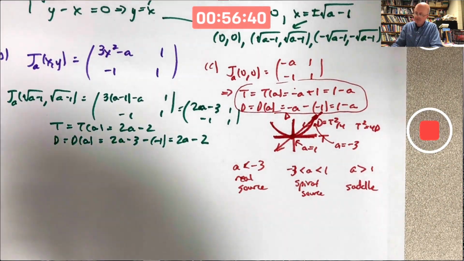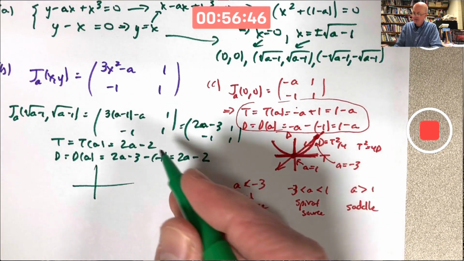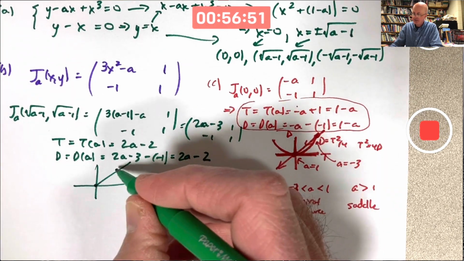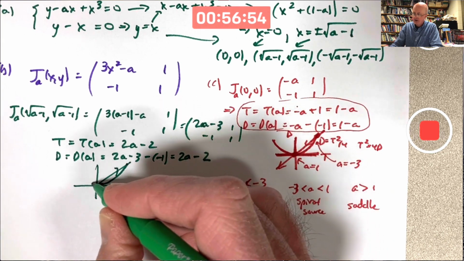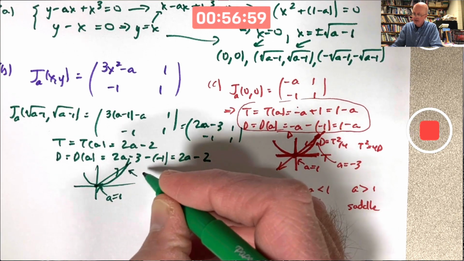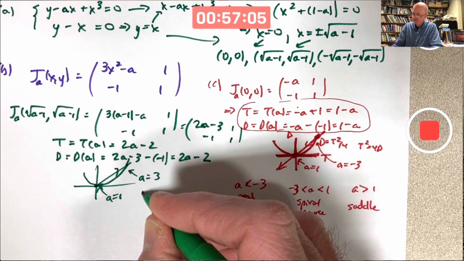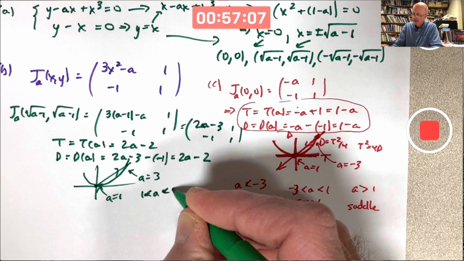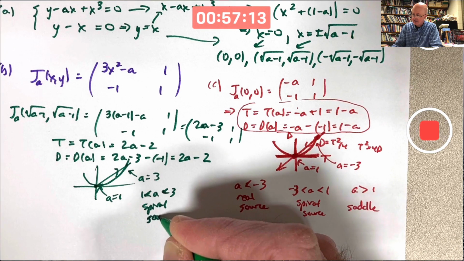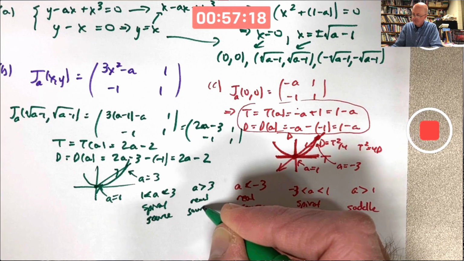In the trace-determinant plane, when a is 1, both of these have a value of 0, so you're at the origin. As a increases, both of these increase, and you're going to be going up and to the right, and you're going to cross the repeated parabola at some other point. Evidently, you're here when a is 1, and here, based on the directions, when a is 3. And so you travel from being a spiral source when a is between 1 and 3, to being a non-spiral source, a real source, when a is bigger than 3. Okay?